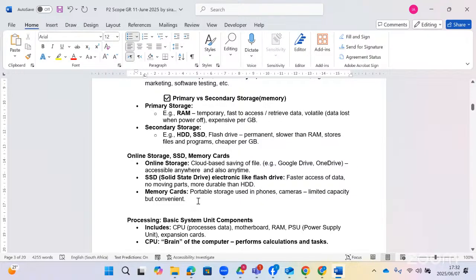Then the memory card. There are different types of memory cards based on the size. And then there are portable storage used in phones, cameras, and others. That's limited capacity, but is more convenient. You need to know this.